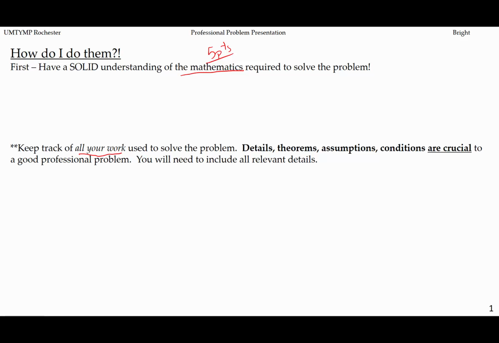And so maybe you need to remind yourself, when you go back and start writing, of the details of the theorems that you used, any assumptions or conditions that were underlying the problem. Okay, you need to mention those in your write-up because it's important for the reader to know how you got from point A to point B.